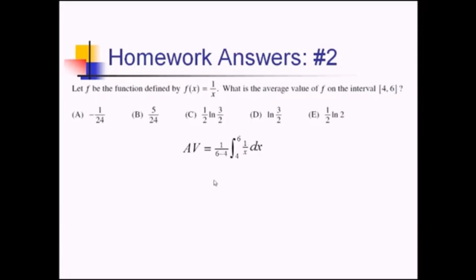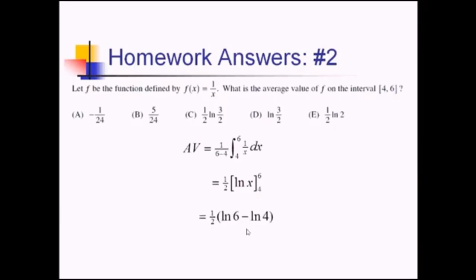So I'm going to have 1 over 2 times, well, the antiderivative of 1 over x is ln of absolute value of x. And it's up to you whether you wanted the absolute value here. You actually technically only need it if you're going to be plugging negatives in, and 4 and 6 are not negative, so you could have left it out here or left it in either way. So plugging in 6 and 4, we've got 1/2 times ln of 6 minus ln of 4.